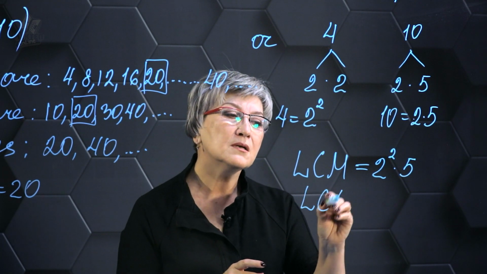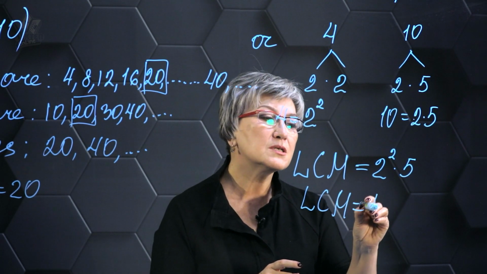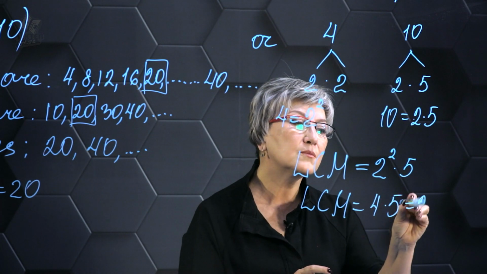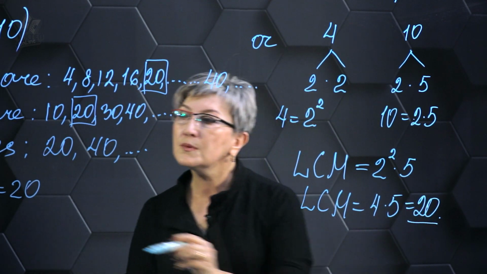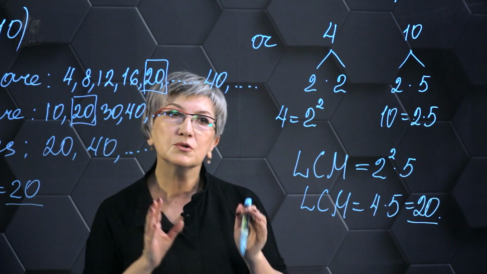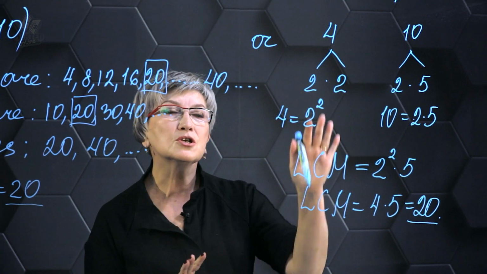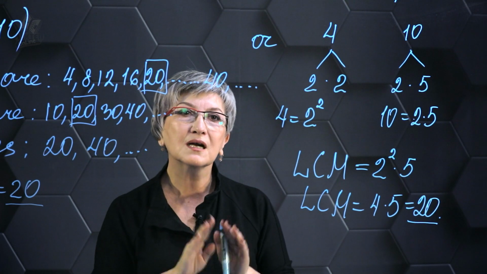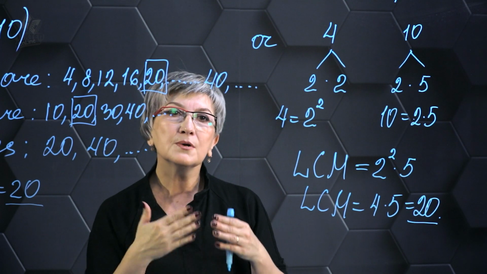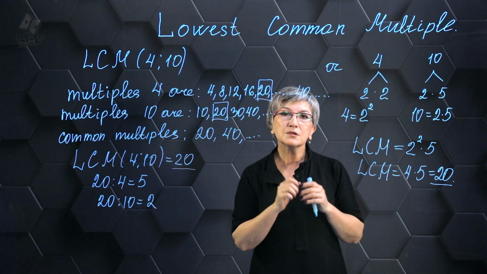Consequently, when I multiply, the result is 4 times 5, a product of 20. Hey, check it out! In this case we got 20, and in this case we also got 20. But I believe this method is much easier than listing all of the multiples. Although the first method works as well, and it consistently works.